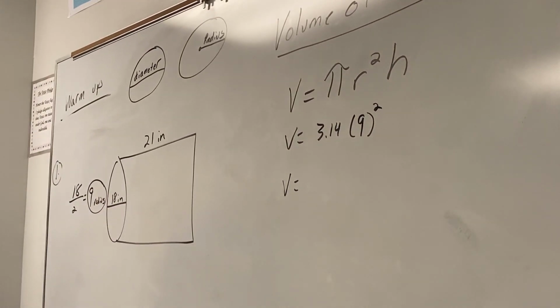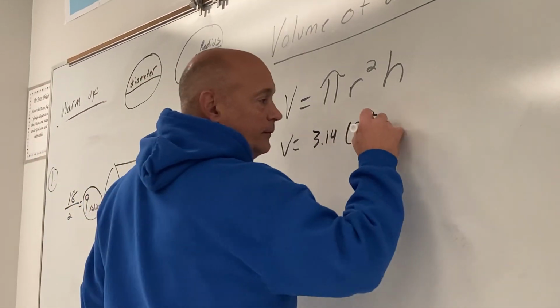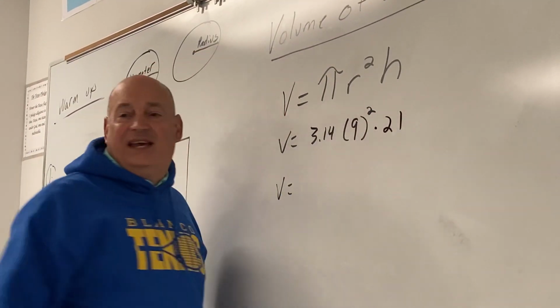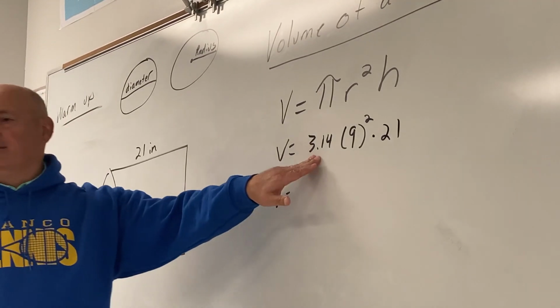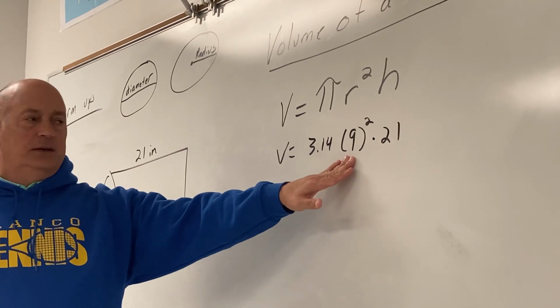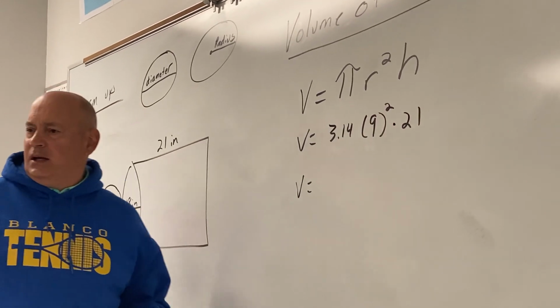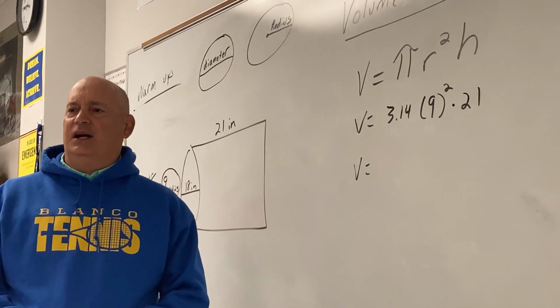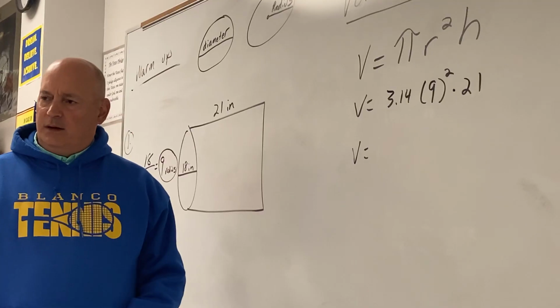Alex. 21 is the height. All right, pick up the calculator. Type in 3.14 times 9 squared times 21. And we're going to let Ava tell us what her calculator says. So we'll see if we agree with it.